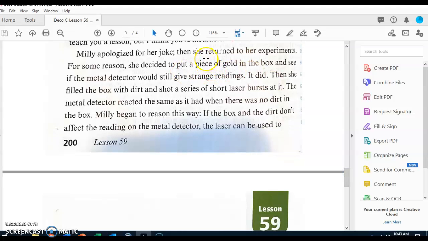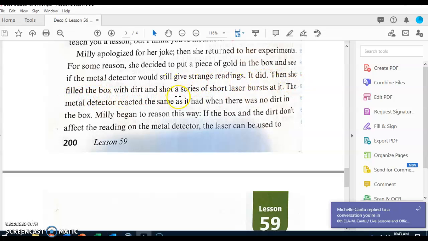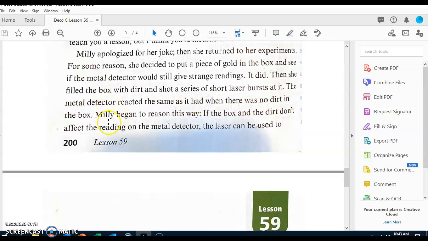Millie apologized for her joke, then she returned to her experiments. For some reason, she decided to put a piece of gold in the box and see if the metal detector would still give strange readings. It did. Then she filled the box with dirt and shot a series of short laser bursts at it. The metal detector reacted the same as it had when there was no dirt in the box.